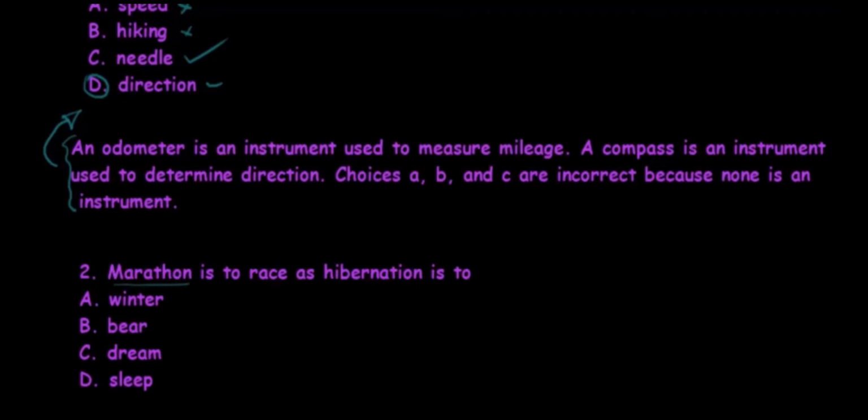Marathon is to race as hibernation is to something. Now, marathon is this kind of race where you're running forever. It's quite a few kilometers that you have to run. Usually people run in a group. So that means it's a long race, a duration of a very long length. So hibernation has to be something of a very long length. Hibernation happens in winter. Yes. Bears hibernate. Yes. In hibernation, maybe you're dreaming. Hibernation is sleeping. So hibernation is a long duration of sleep, which is why I would choose D.